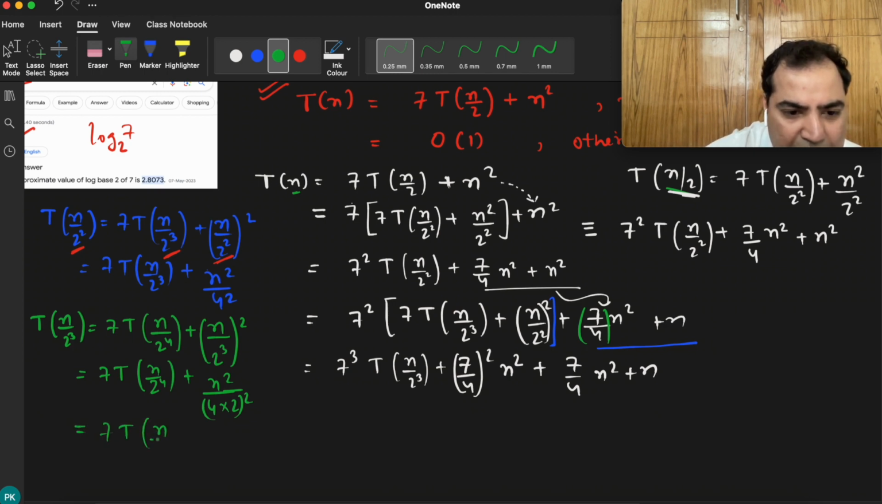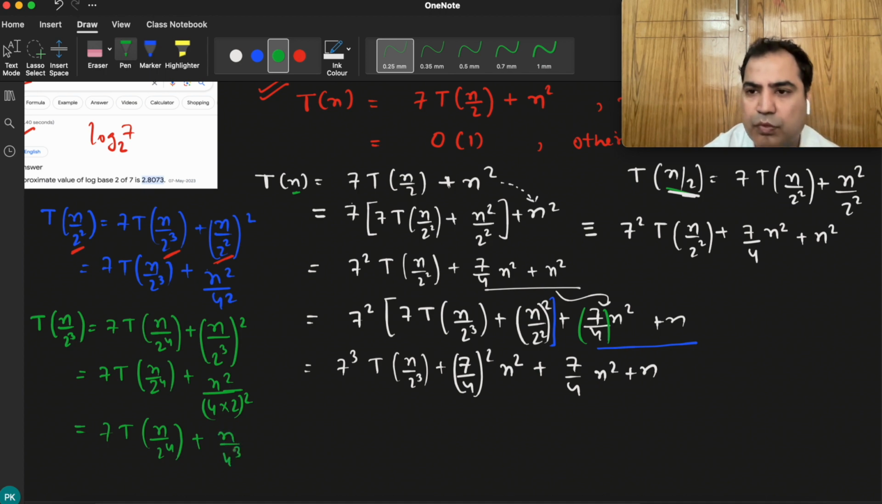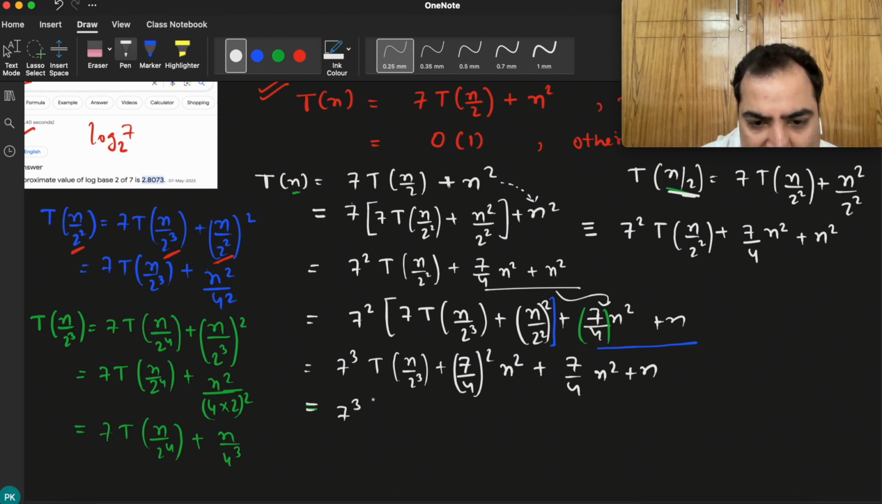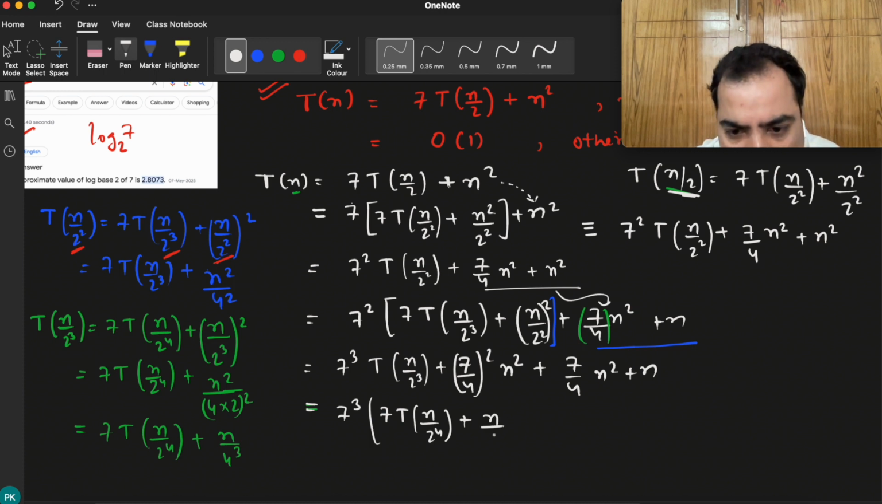7 T(n/2) raised to power 4 plus, this is 4 to 8, 8 square is 64. So I can write (7/4) cube n square, right? 4 into 4 into 4, right? Why I am writing it so? Because I want to make it smooth here, right? How it will be concluded? 7 cube T(n/2) power 3, I will replace the green value here, 7 T(n/2) raised power 4, right, plus (7/4) cube n square, right? I will tell you the reason.